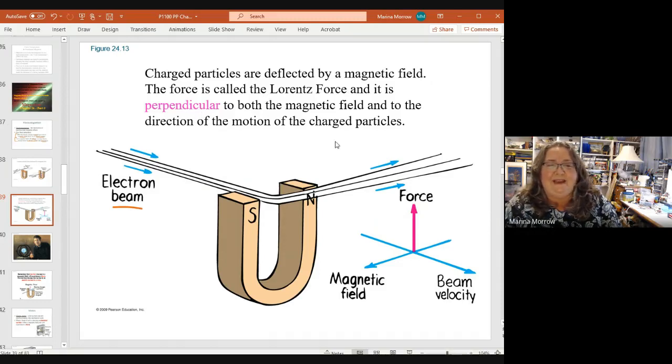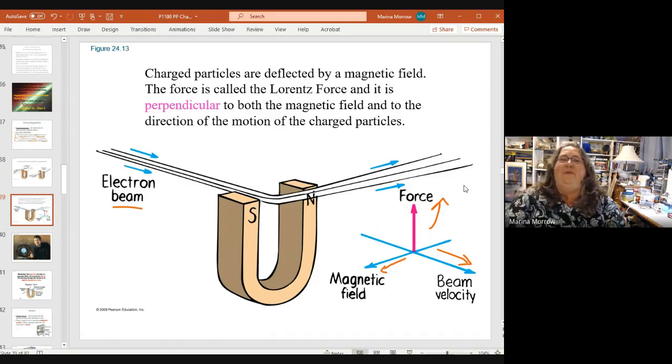It is perpendicular to the magnetic field and to the direction of motion of the charged particles. So the beam is one direction, like X, the magnetic field is another direction, maybe Y, and the force is a third direction, like Z. So three different directions. One thing that this means is that the electrons don't increase their velocity. They're pushed upwards, but they are not accelerated in the direction of the beam. So their speed stays the same, but they are pushed in a different direction.